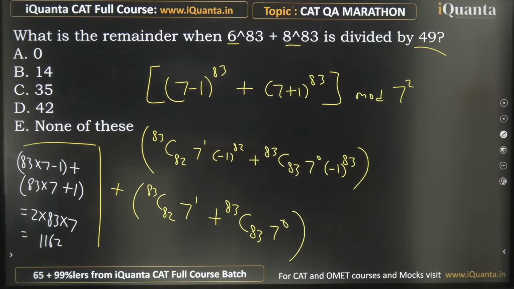Devrat, all the other terms got cancelled because all the other terms had power of 7 as 2 or more than that. And if we divide that by 7 square, everything will be cancelled. The remainder will be 0 then for all the other terms. Clear? So if we divide by 49, the remainder is 35.